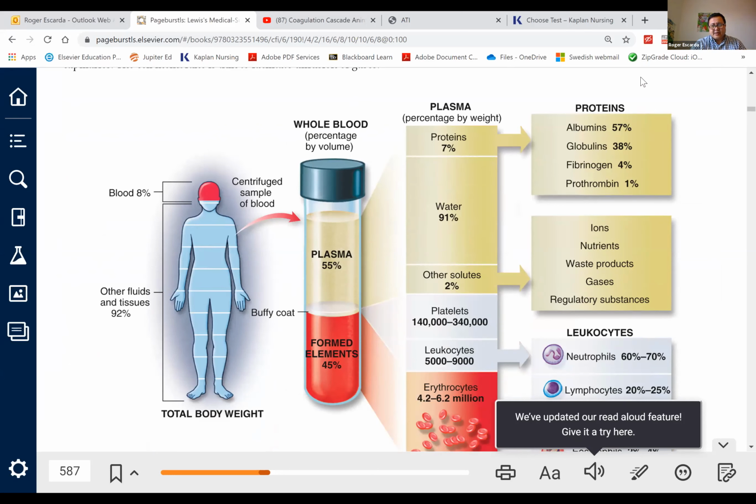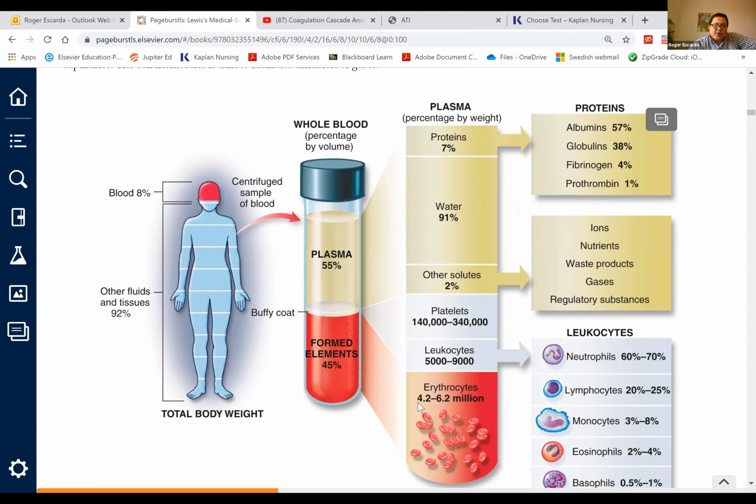Also suspended are the cells. So we have 4 to 6 million red blood cells. Then we have 5,000 to 9,000. These are, of course, your normal range for your white blood cells. And then platelets is, some books say 150 to 450. Your textbook says 140 to 340. These are the other substances dissolved in your blood.